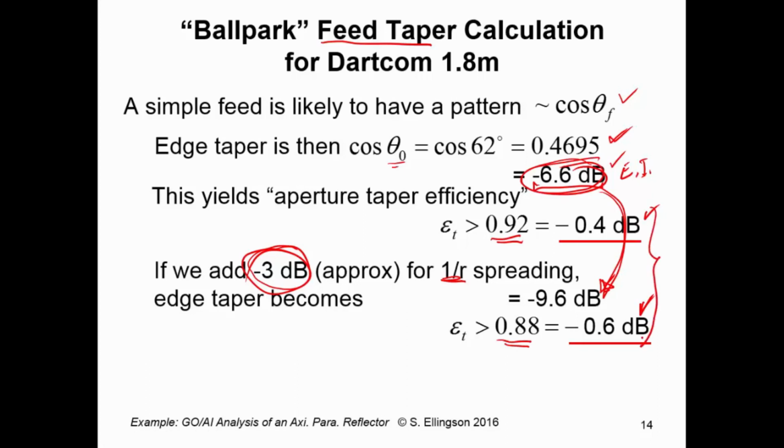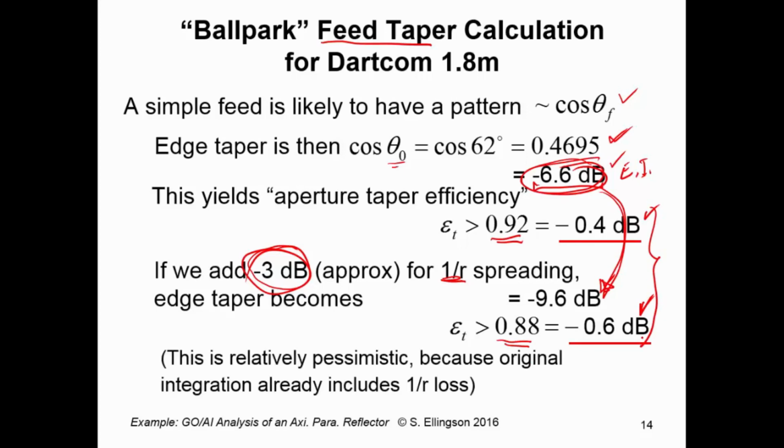We could use a value of 0.5. And I'll also point out that this is relatively pessimistic, this value here, because the original integration already includes this loss. We account for that in the GeoAI technique by virtue of the GO part of the calculation. So this is relatively optimistic. This is relatively pessimistic. The more likely result is somewhere between them, or a value of minus 0.5 dB or so.